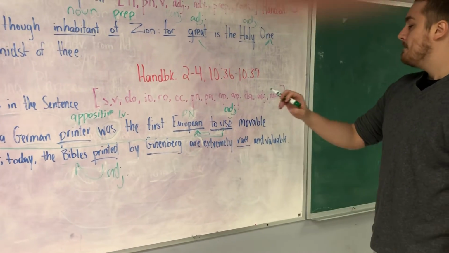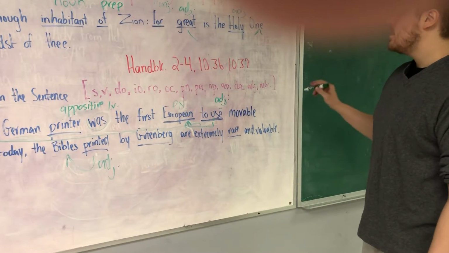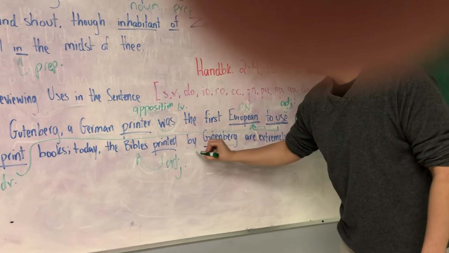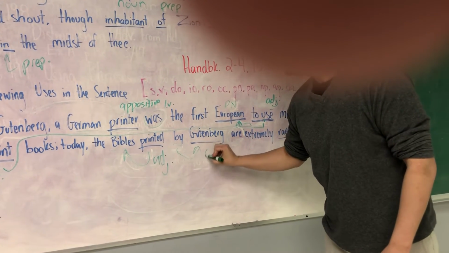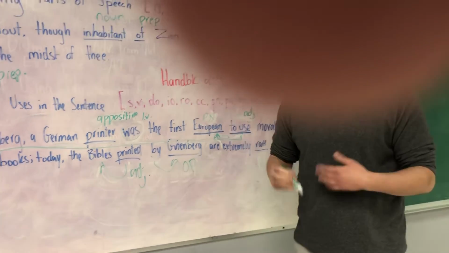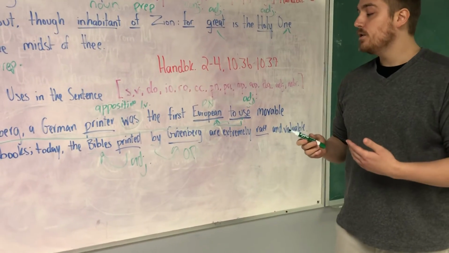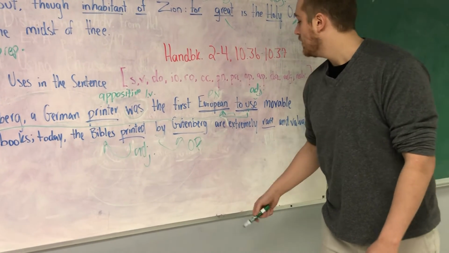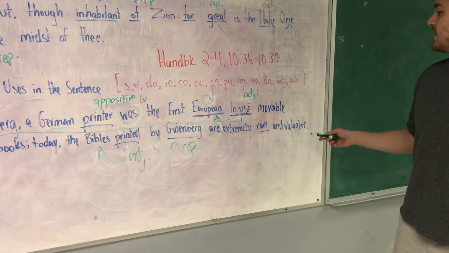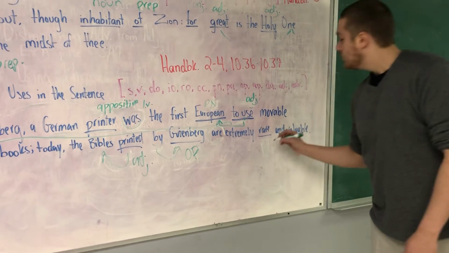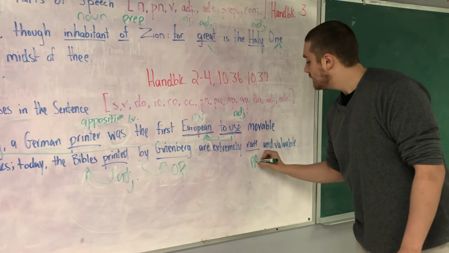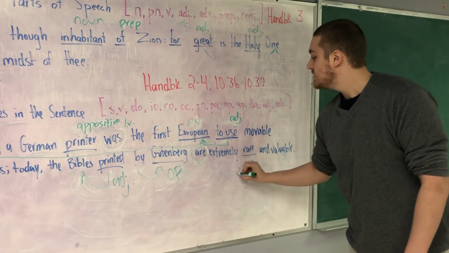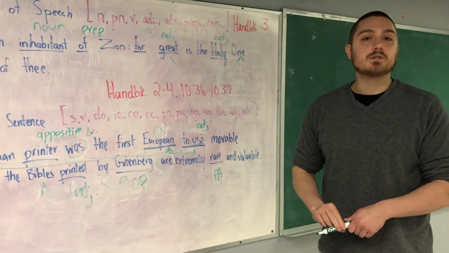And then we've got by Gutenberg are extremely rare and valuable. By is a preposition, anywhere a mouse can go, and Gutenberg is the object of the preposition, which is a noun or pronoun that follows a preposition. So here's our object right here, Gutenberg. Are extremely rare and valuable. And then we have to solve for rare. Rare is going to be a predicate adjective because are is our linking verb, and a predicate adjective is any adjective that follows a linking verb.